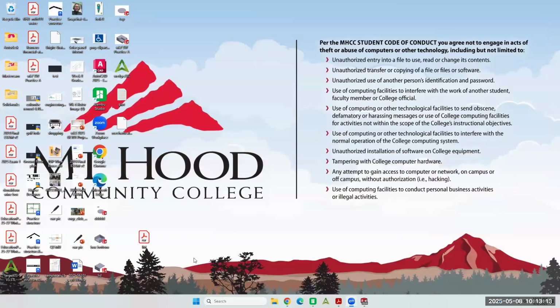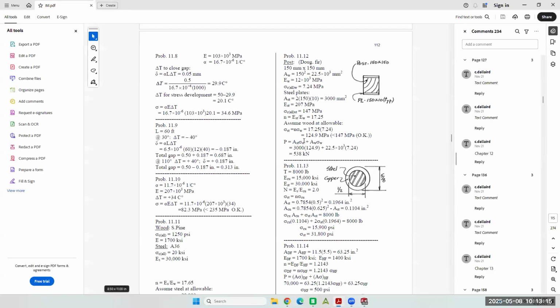See what the book got. Anybody else get that? Yeah, I got 524. They get 538. I'm guessing it's rounding because they got 3,000 at 124, 22 fives, right? Times 10 to the 3 and 724. Yeah.